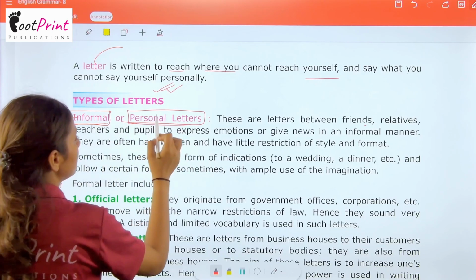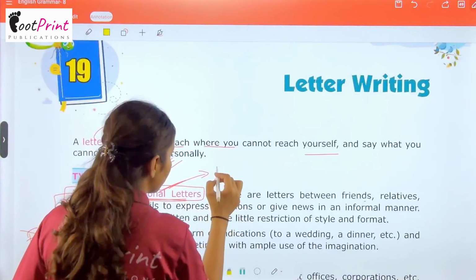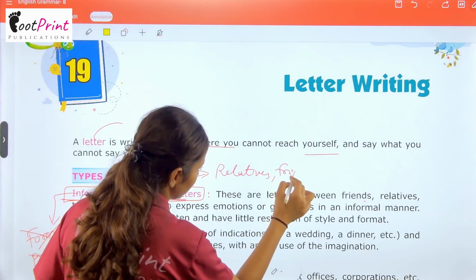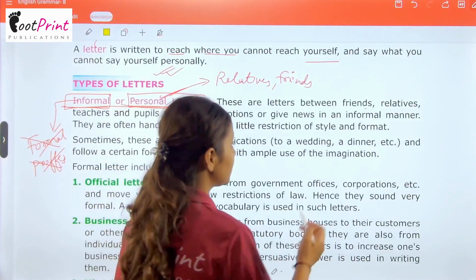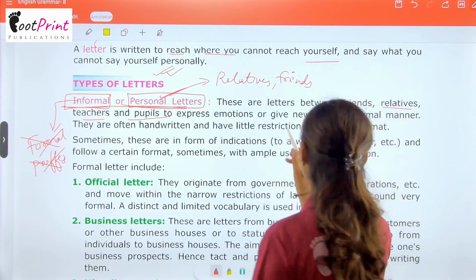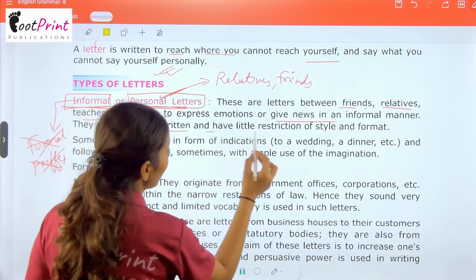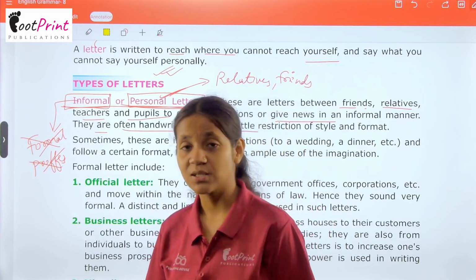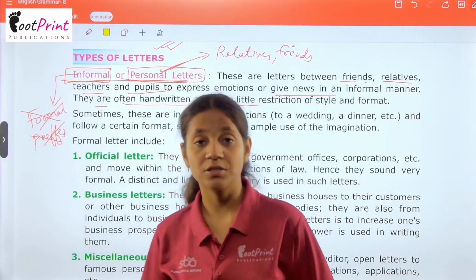Here, personal, so in this we are going to cover the letters to our relatives, friends, etc. These are the letters between friends, relatives, teachers, and pupils to express emotions or give news in an informal manner. They are often handwritten and have little restriction of style and format. So in this, we just write the things. We usually write handwritten letters.